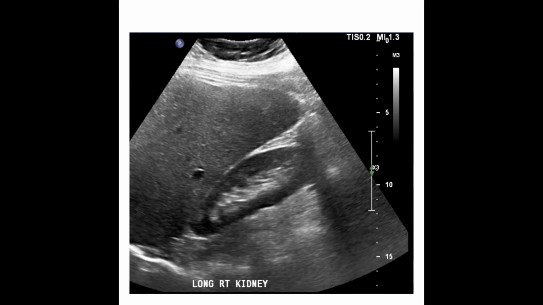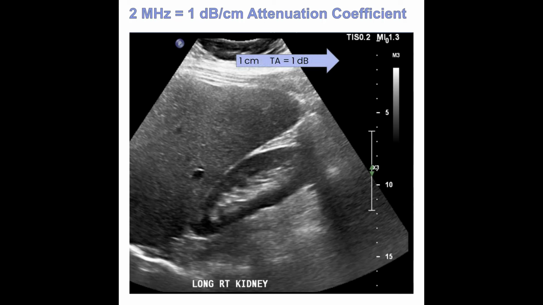So for our 2 megahertz transducer, if we want to figure out the attenuation coefficient, remember it's frequency in megahertz, so 2 divided by 2. 2 divided by 2 is 1, which tells us that for every centimeter that this sound beam travels, it will attenuate 1 decibel, which is very different from the 6 decibels. So now at 1 centimeter into the body, you only have 1 decibel of attenuation.